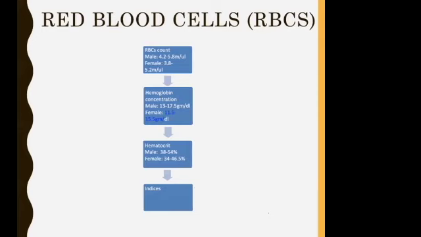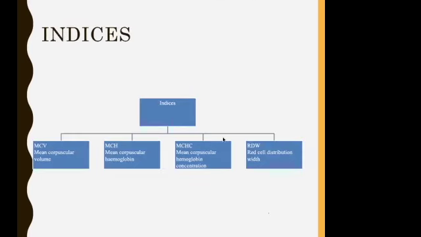Okay, and followed by that, this is the normal procedure whenever we look at the CBCs. We look at the RBC count, followed by the hemoglobin, then the hematocrit, then we start looking at some indices. What are these indices?